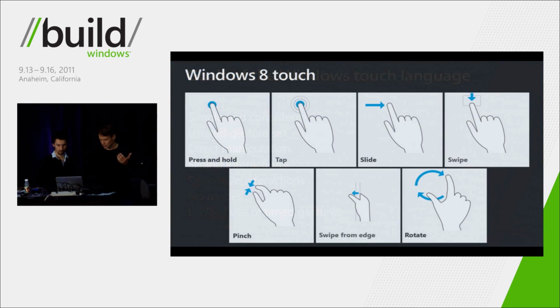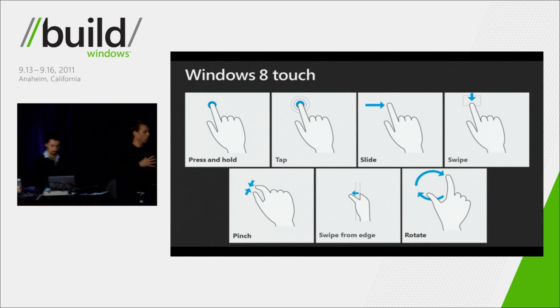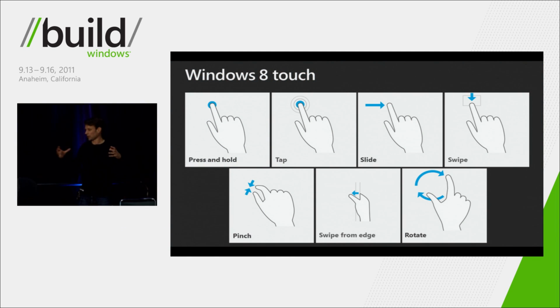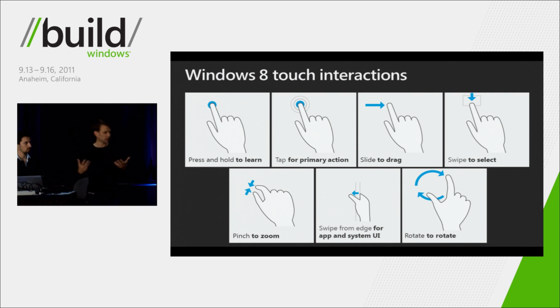The basic part of that is, what are the actual gestures? Now, there's only 7 gestures that make up the touch language. But the gestures by themselves don't mean anything if you don't know what those gestures do. So this is actually what those touch interactions are. There's press and hold to learn. There's tap for a primary action, like launching an application, for instance, or navigating to another page.